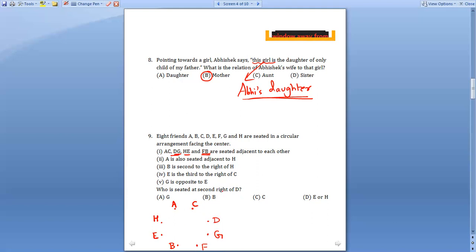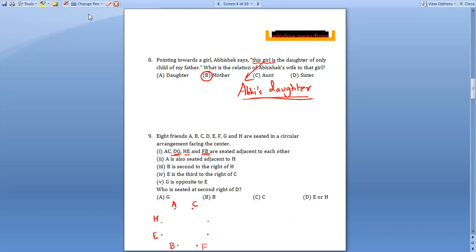According to this arrangement, it is not true. We don't have any of the given options here. So that means somewhere we have gone wrong. So probably when I say G is opposite to E, I think G comes here. See, diagonally opposite they are talking about. So that it's diagonally opposite.